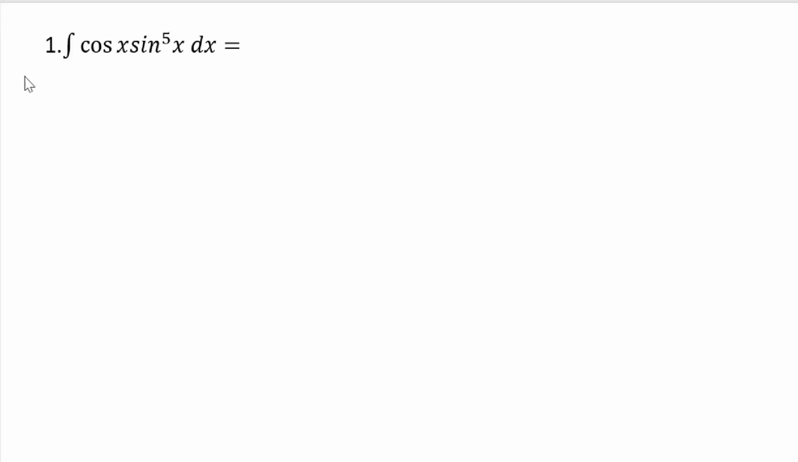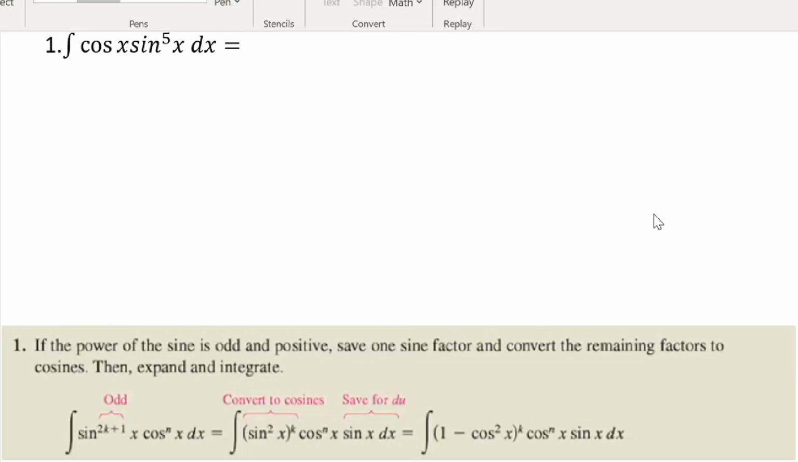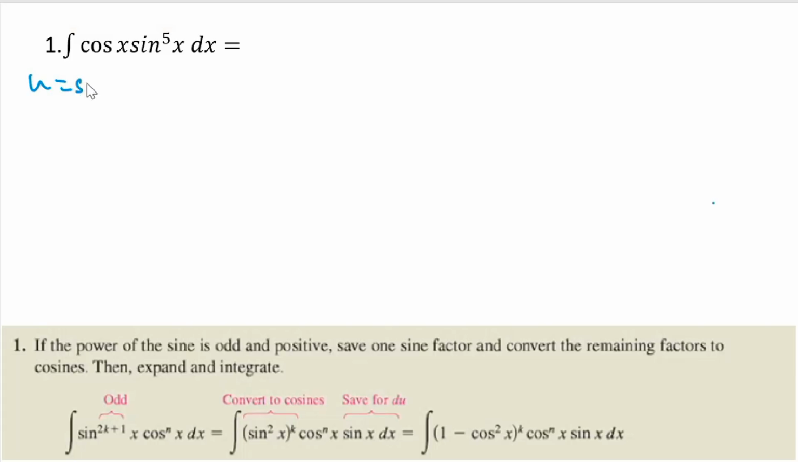Okay, for number 1, so the integral of cosine x times sine to the power of 5x dx. So I will solve that one by letting u be sine x. So u is equal to sine x and du is equal to cosine x dx. So since the du is visible in our given, rewriting the given in terms of u and du, we can write now u raised to 5 times the meaning of cosine x dx is du. So therefore, we have the integral of u raised to 5 du.